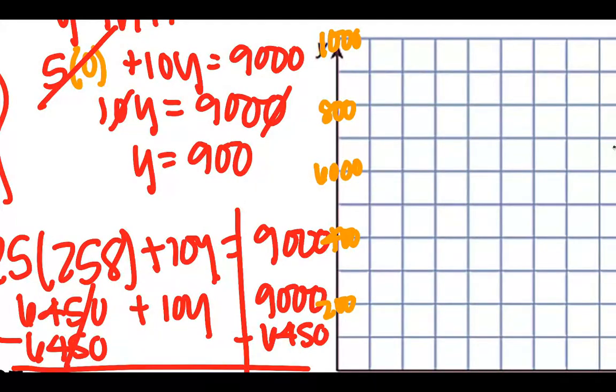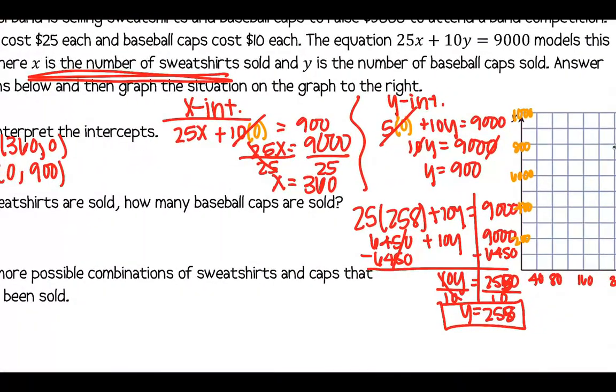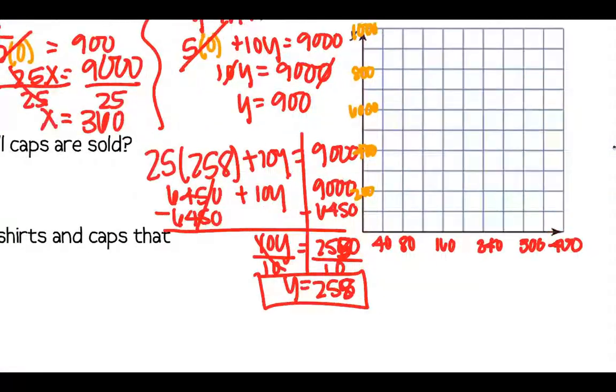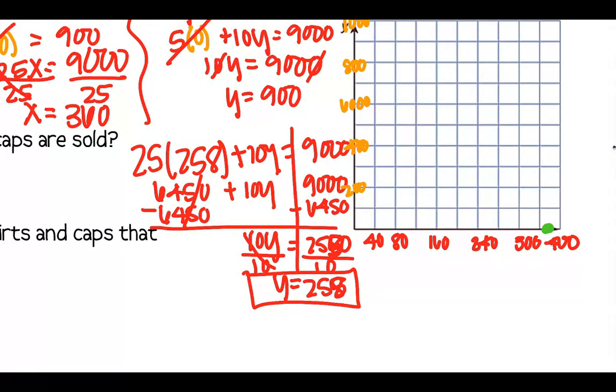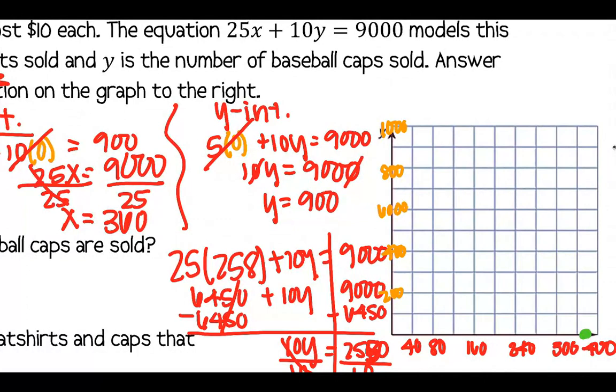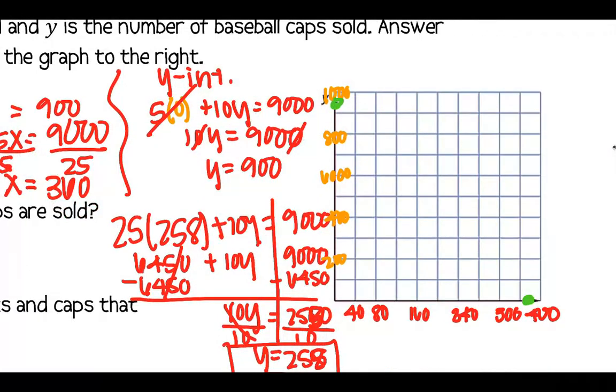So if I go to plot my points, my first one is over 360, 0. And my second one is over 0, up 900. Then I'm just going to connect my points.